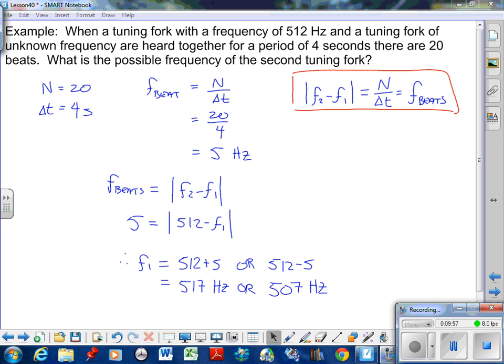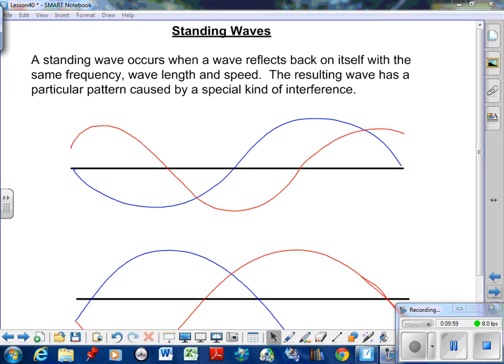Okay, so moving along then, let's talk about standing waves for a second. Again, I'm going to let you look at the applet yourself. So I've kind of freehanded the waves, and you can do the same thing, or you can visit the applet and see exactly what you need to draw here. But a standing wave occurs when a wave reflects back on itself at the same frequency and has the same wavelength and speed. So the resulting wave has a particular pattern.